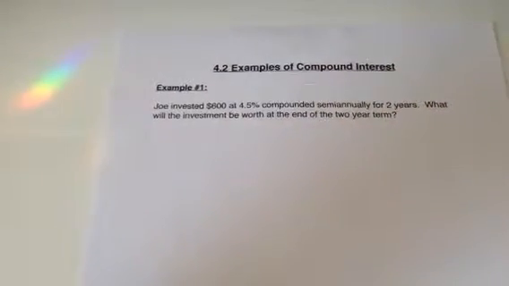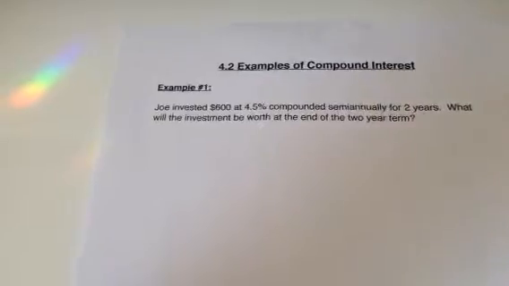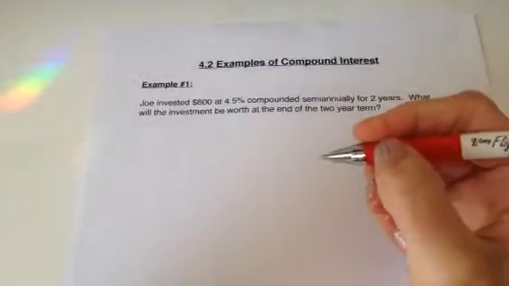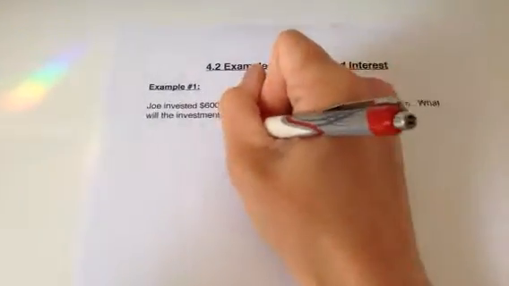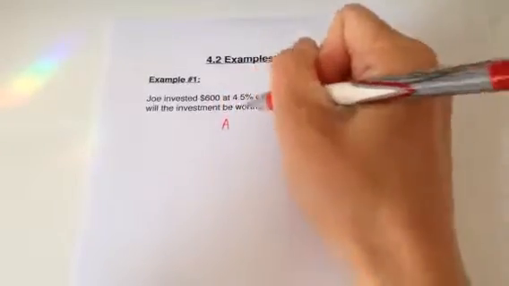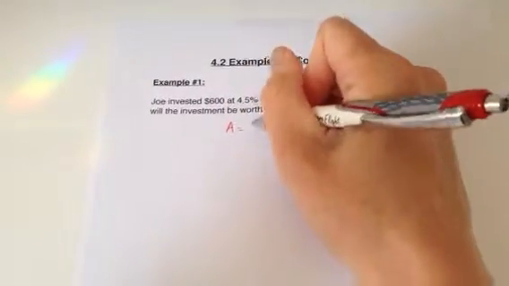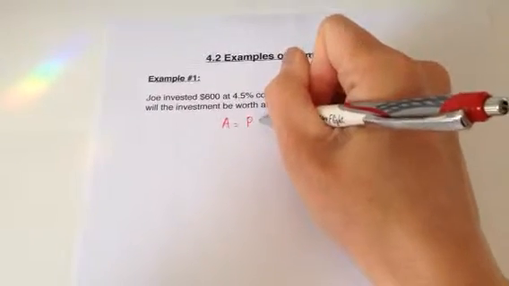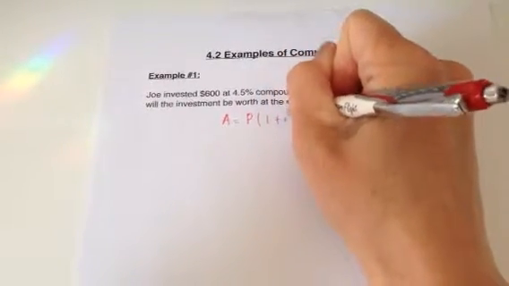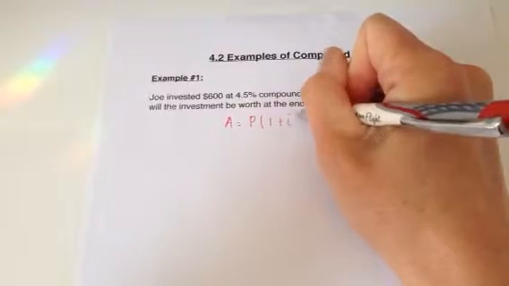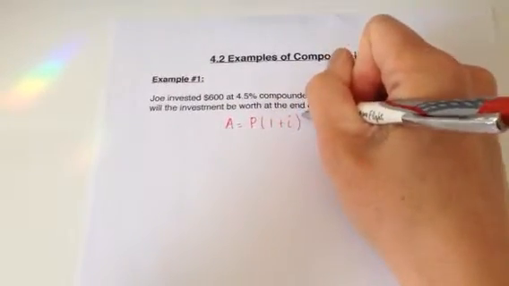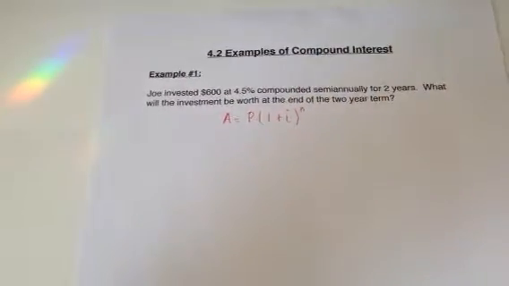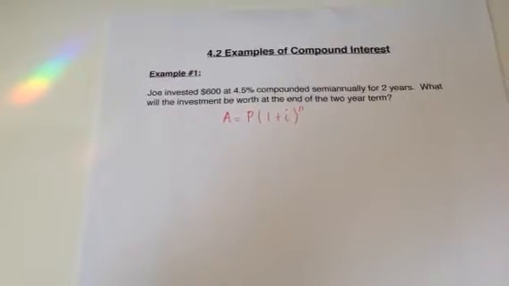Okay, so the best thing to do here is to write out all of our unknowns. So for compound interest, our equation is A, which is the final amount, equals P, which is the principal amount, times 1 plus i, where i is the interest rate, to the n. And n is the number of compounding periods.